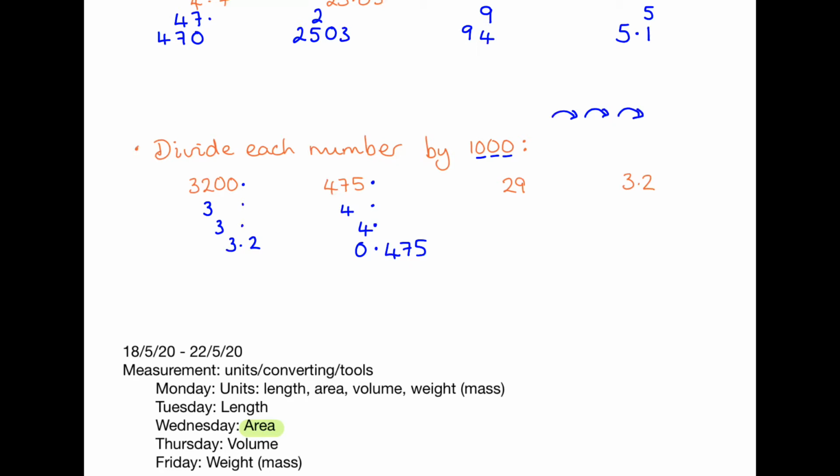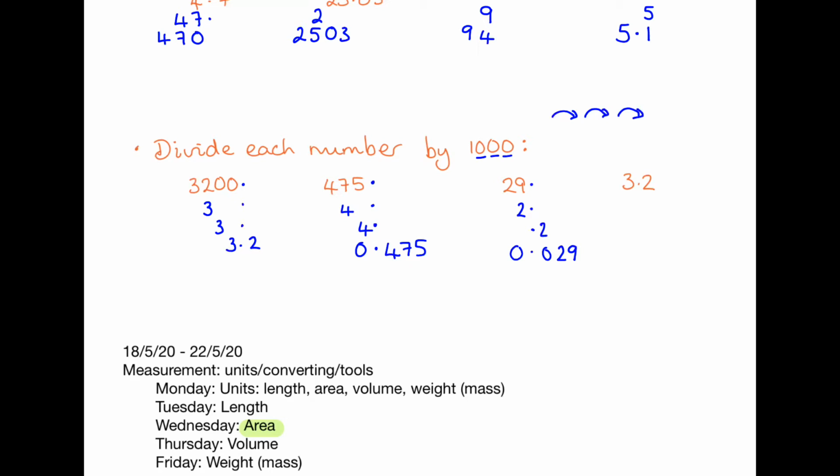Okay, the next one, 29. So when we move 1 space, the 2 will go here. Remember, this is where the decimal point is. Move 2 spaces, the 2 now comes after the decimal point. And moving 3 spaces, the 2 goes here. So the 9 has to follow the 2. We've now got a space in front of the 2 where we need to put a 0. And so we need the 0 in front as well to give us 0.029.